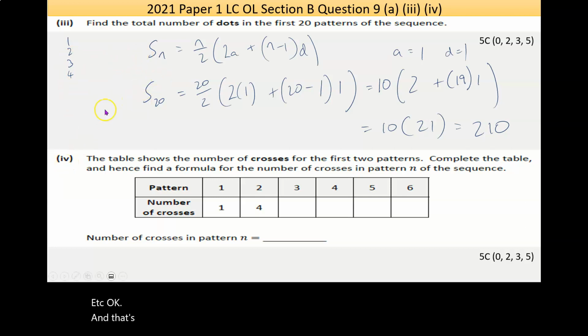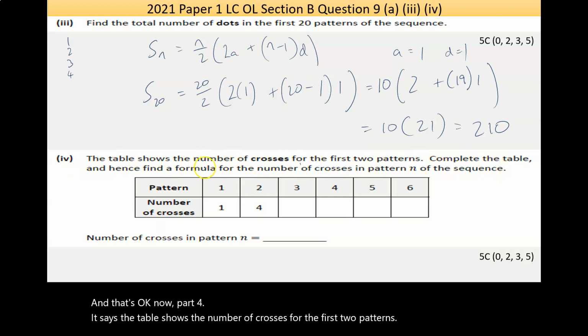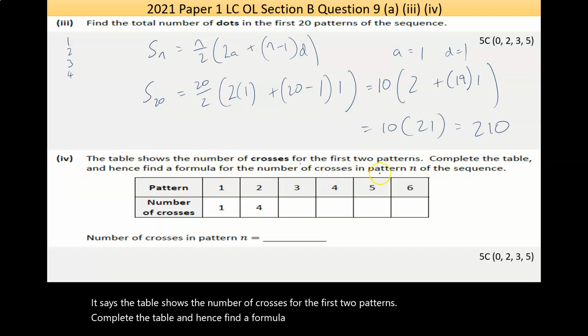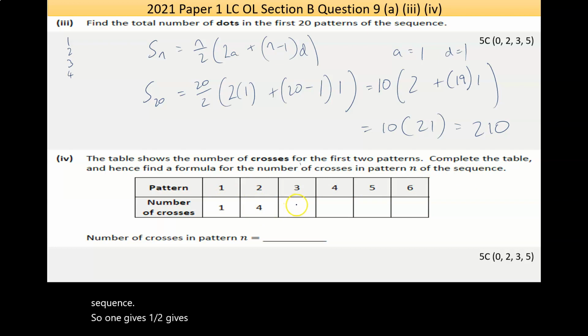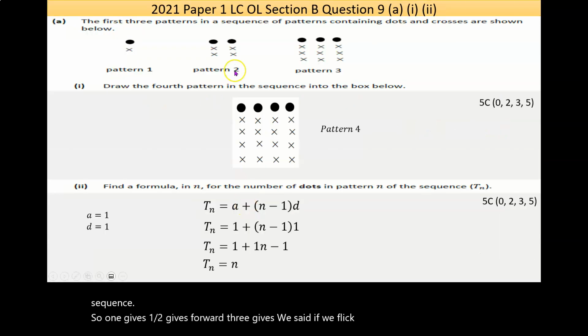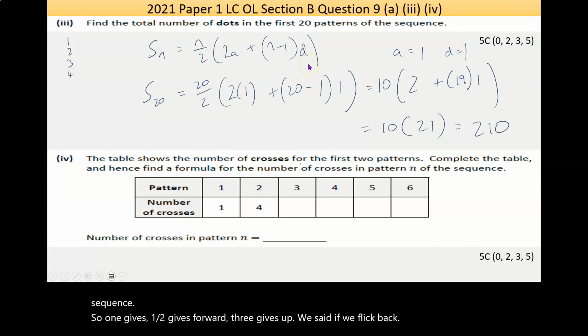Now, in part 4, it says the table shows the number of crosses for the first 2 patterns. Complete the table and hence find a formula for the number of crosses in pattern n of the sequence. So 1 gives 1, 2 gives 4, 3 gives, we said if we flick back, 3 gave 9.